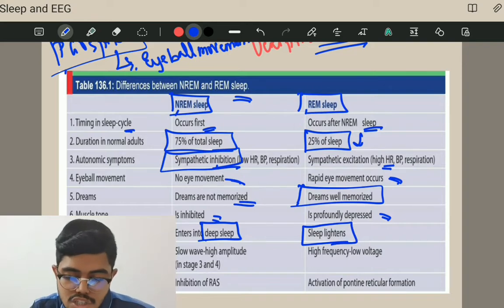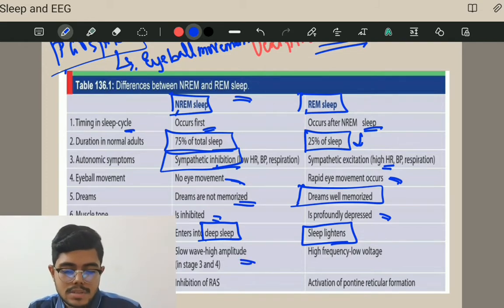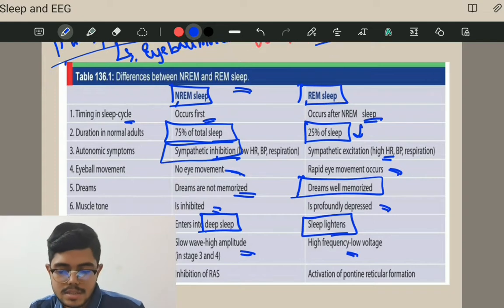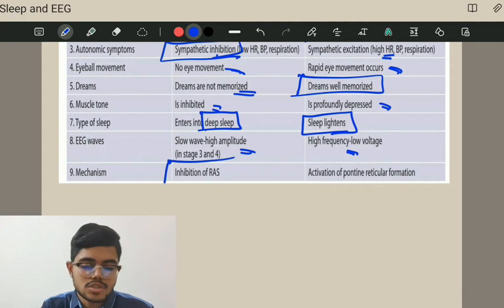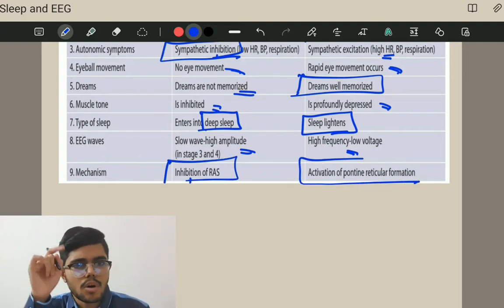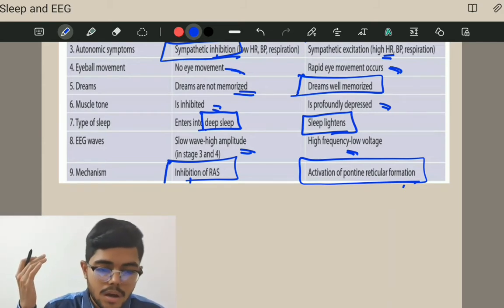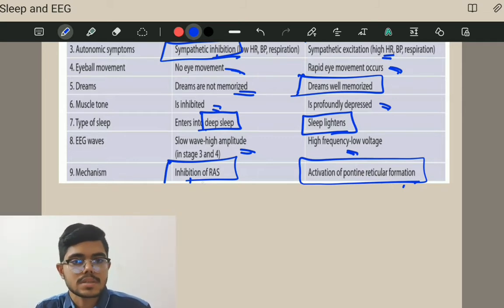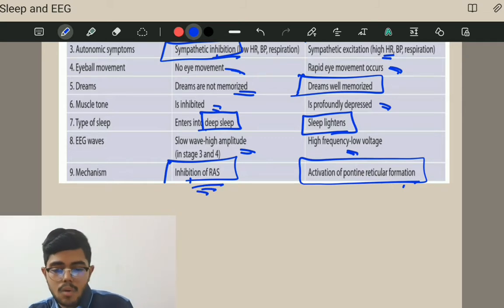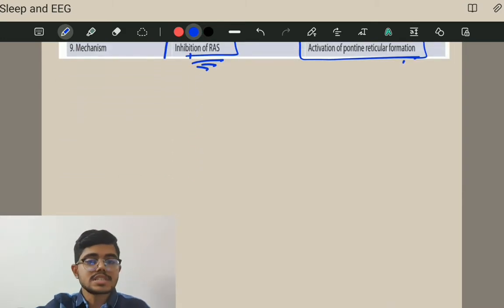About EEG waves, there is low wave, high amplitude, yes or no? In REM, due to the rapid eye movements there will be high frequency and low voltage, that's it. Next, the mechanism: there will be inhibition of RAS and activation of the pontine reticular formation, because the origin is from the pons, right? Pons, lateral geniculate bodies and then the occipital cortex. Fine. So here there will be inhibition of RAS. Very simple.